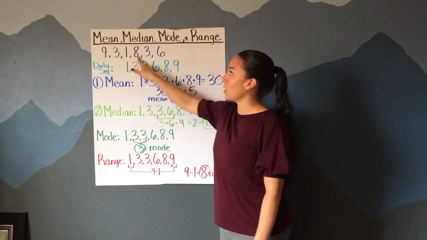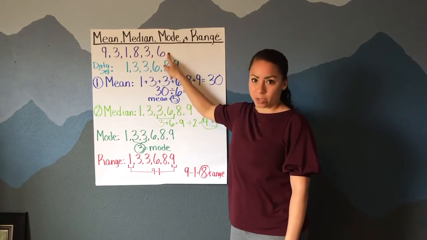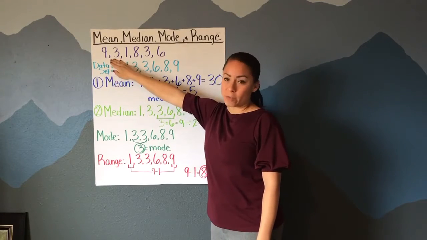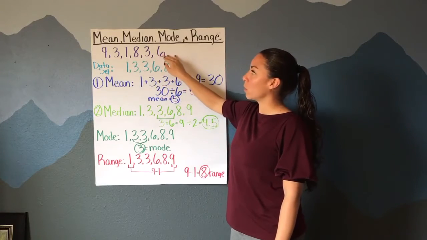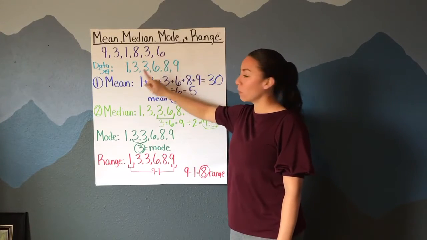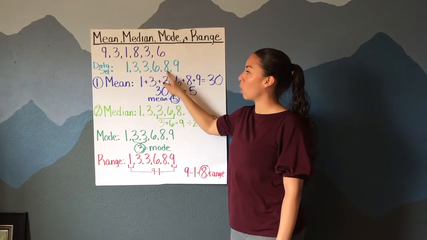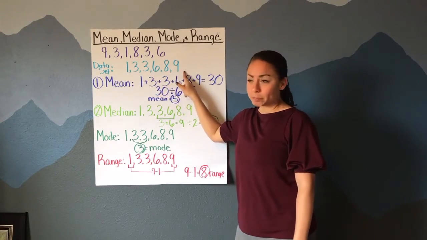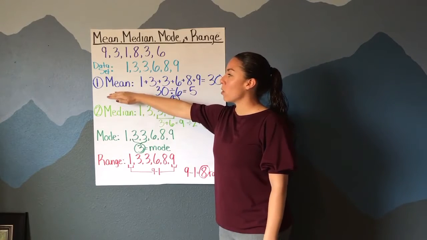I have a set of numbers here, which we are going to call a data set. And always, if you guys remember, when you have a set of data, what you first need to do is you need to put them in order. So I went ahead and I put them in order from least to greatest. First thing we're going to go over is mean.